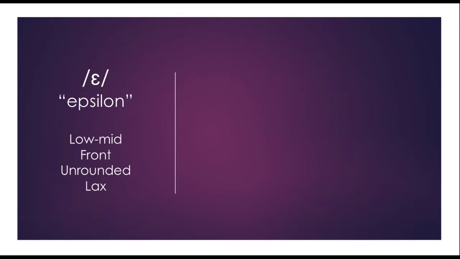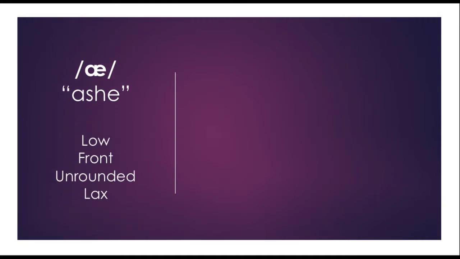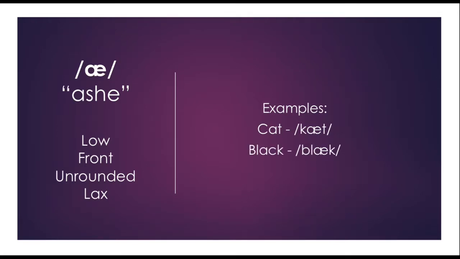Okay, so then we have the rest of the front vowels, and that's going to be the epsilon, low mid front unrounded and lax. Some examples are met and bed, so it makes that sound. And then you go to the ash, and that's a low front unrounded lax vowel. Some examples of that are going to be cat and black.